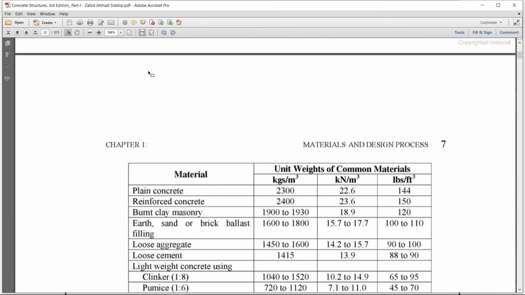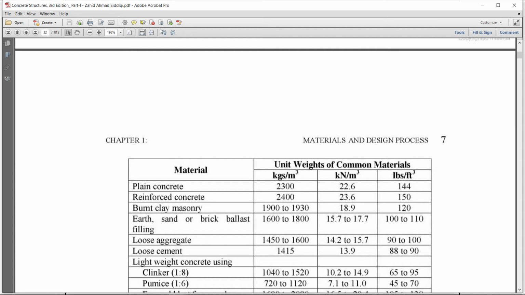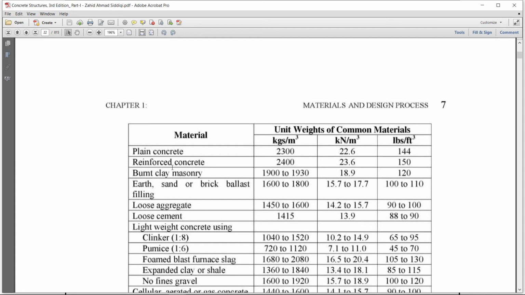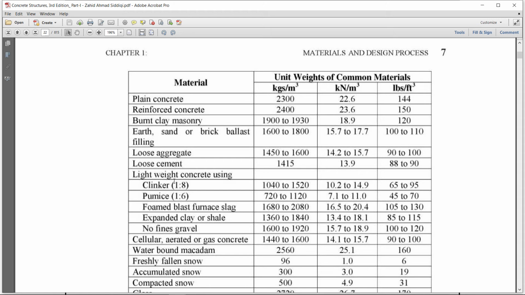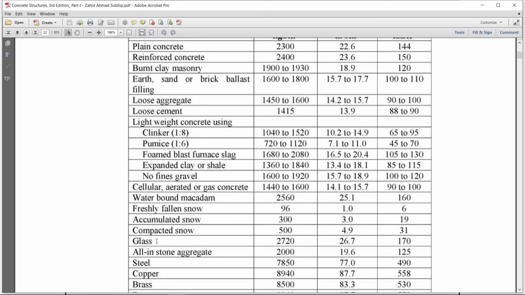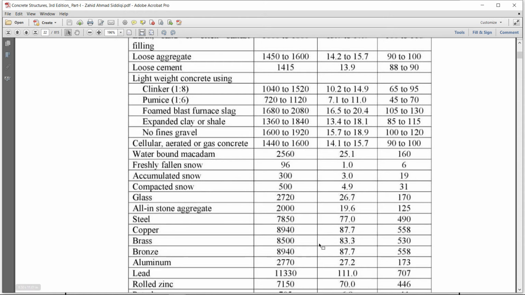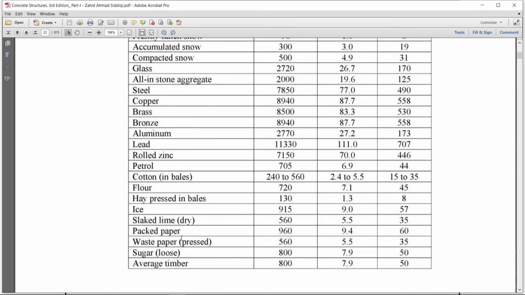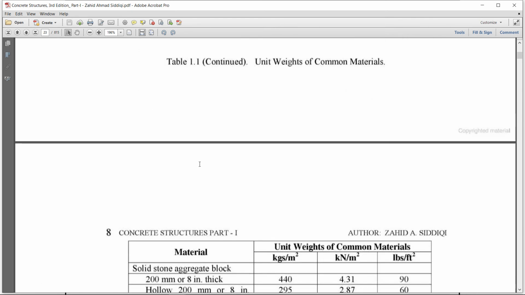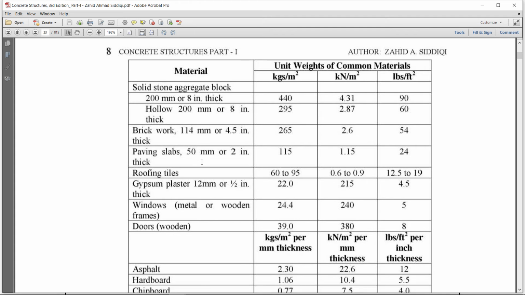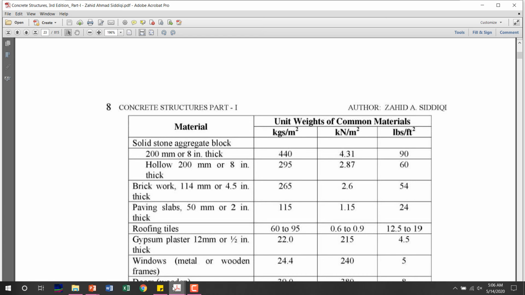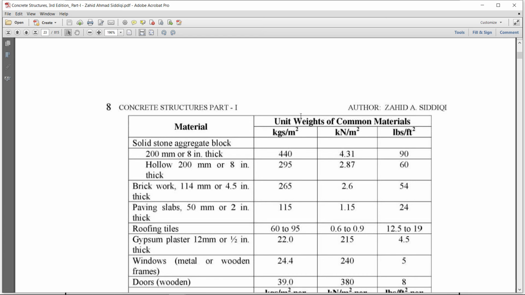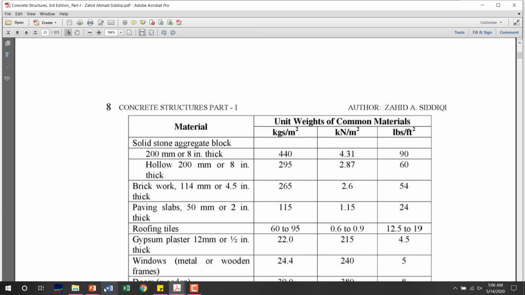Here is a table from Concrete Structures by Zahid Ahmed Siddiqui. Here is a material, plain material means PCC. Here is the density: concrete, loose aggregate, glass, steel, copper, bronze, aluminium, lead. The table is continuing. Brickwork. So all the densities are here. In the slides I have discussed only the brief table, so you can see the large table.